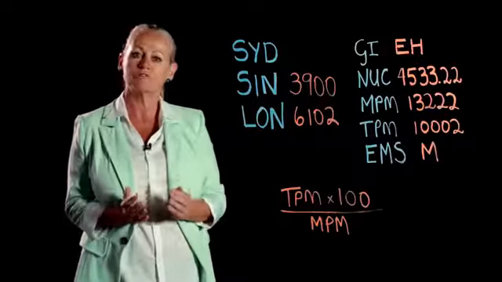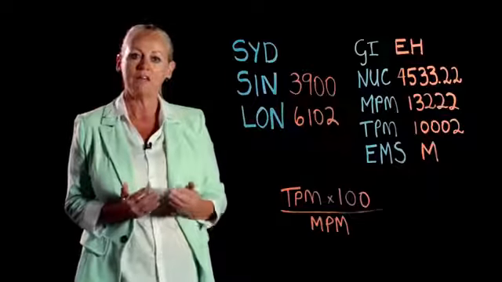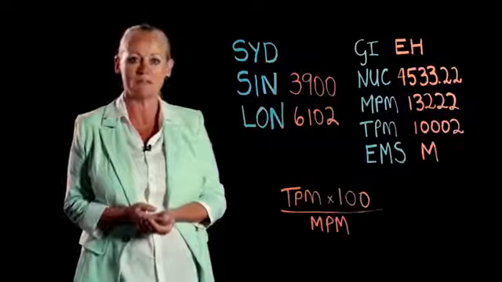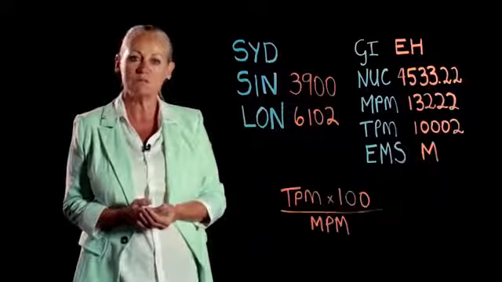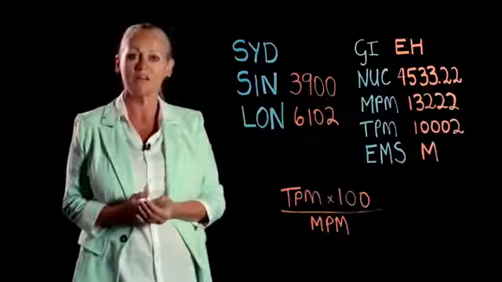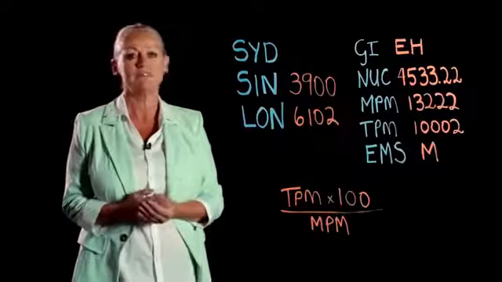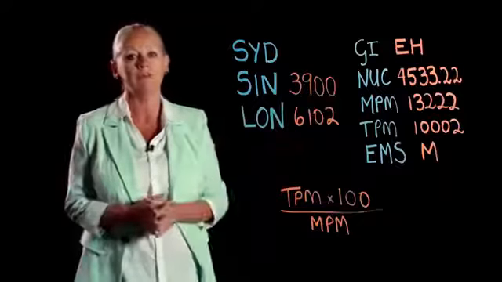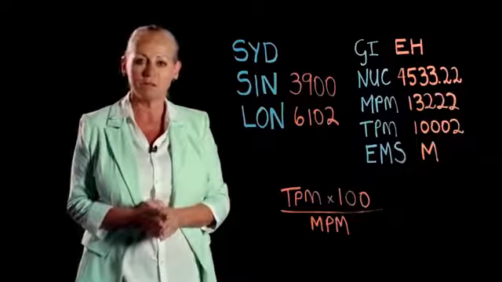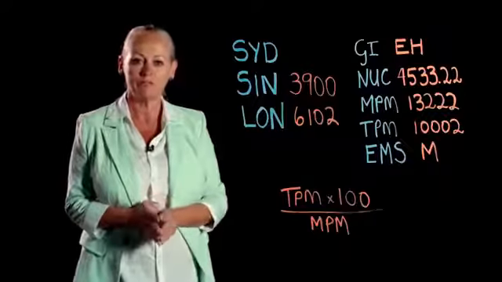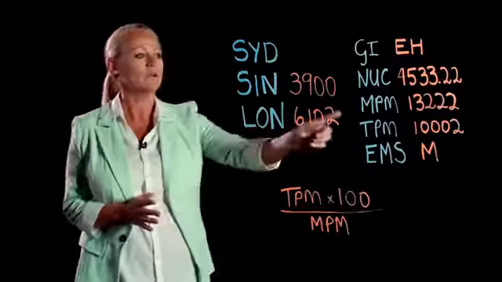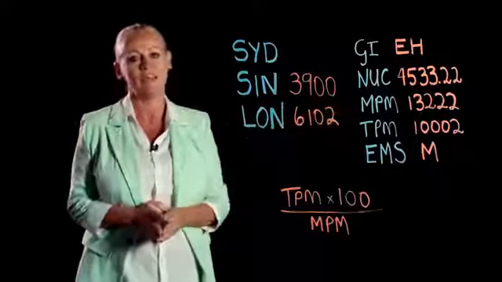This will give you a resultant figure that you need to look at on a chart that you find in your notes under EMS. This figure will tell you whether you have to charge a 5, 10, 15, 20 or 25% surcharge onto your NUC. It's a really important point to remember: you only ever have to surcharge the fare when your TPM is higher than your MPM.